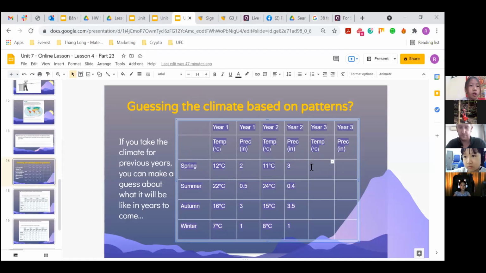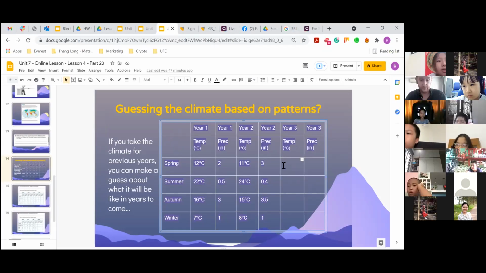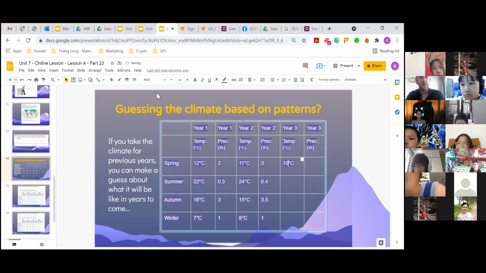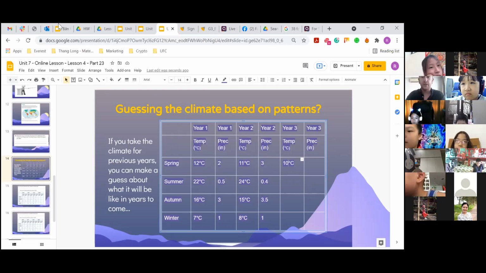I think the temperature in year 3 will be 10 degrees Celsius. 10 degrees? Okay, cool. Yeah, I agree with you. And Susie, what do you think about the temperature in summer? 25. Okay, so 25. Yeah, cool. I agree with you.